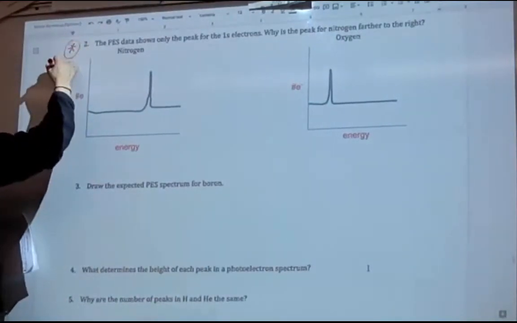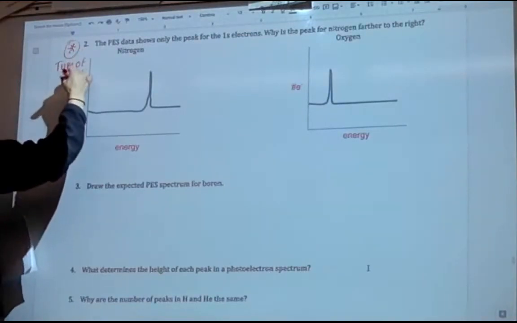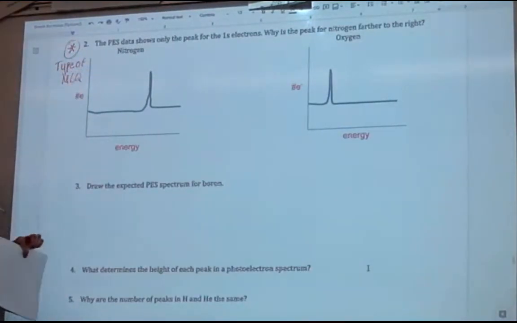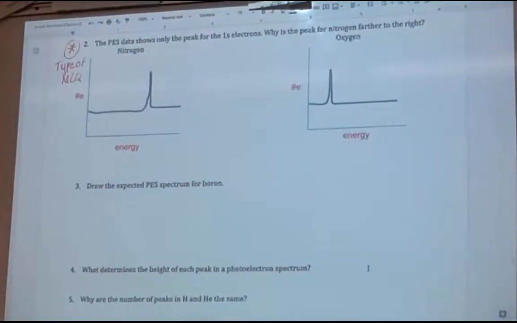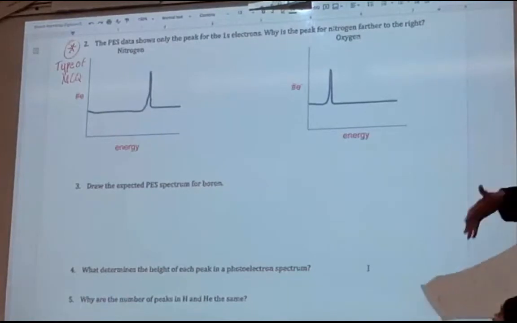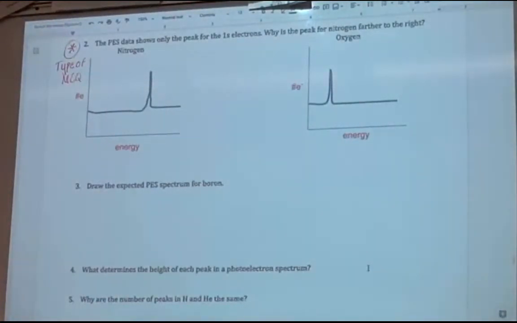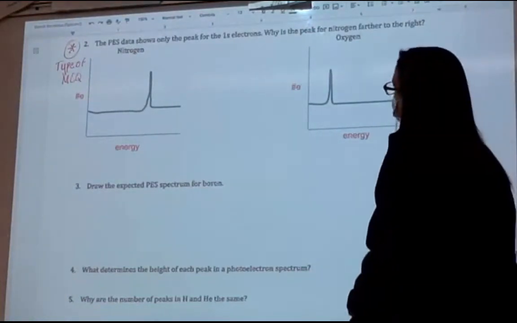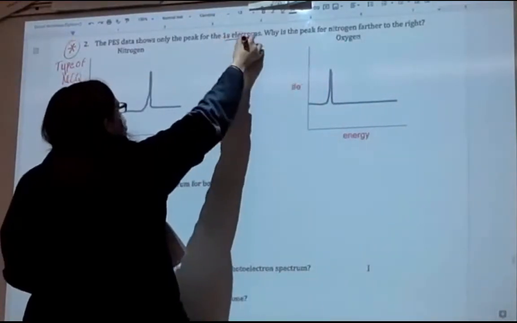this is the type of multiple choice question. So MCQ, multiple choice question. This is the type of question that you would see as a multiple choice. Now obviously we're just going to be answering the question, but this is the type of question you would see for multiple choice. So this says the PES data shows only the peak for the 1s electrons.